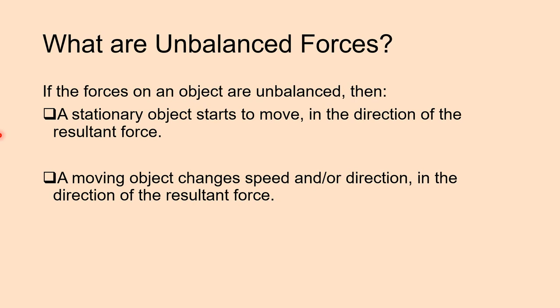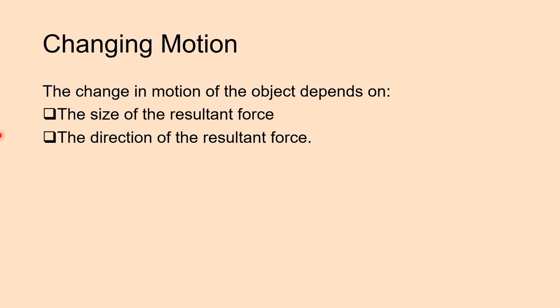So, if forces on an object are unbalanced, then a stationary object starts to move in the direction of the resultant force. A moving object will change speed and or direction in the direction of the resultant force. This change in motion of the object depends on the size of the resultant force and the direction of the resultant force.